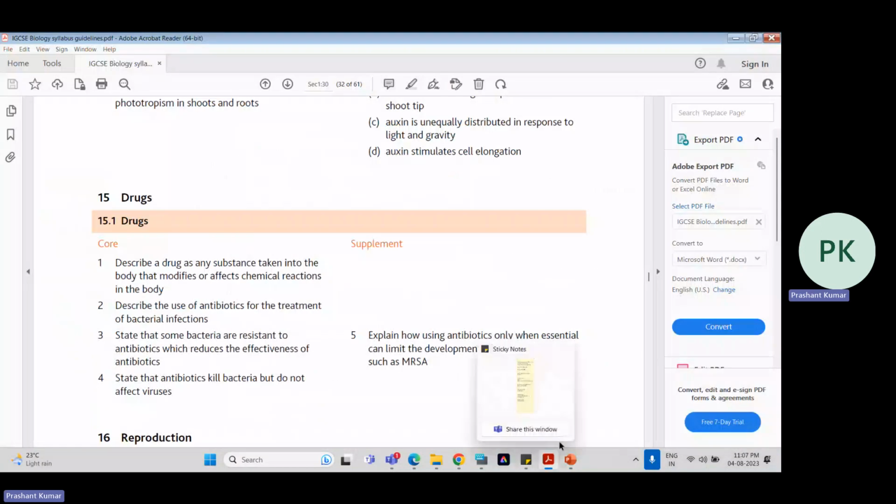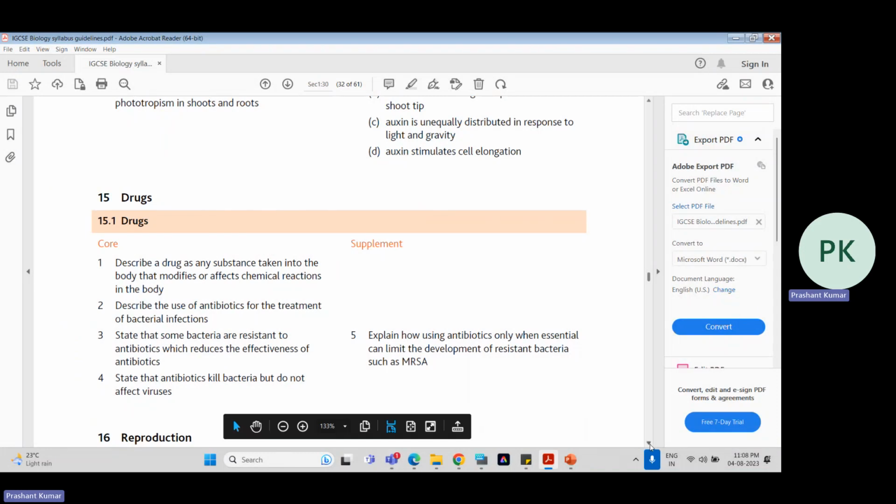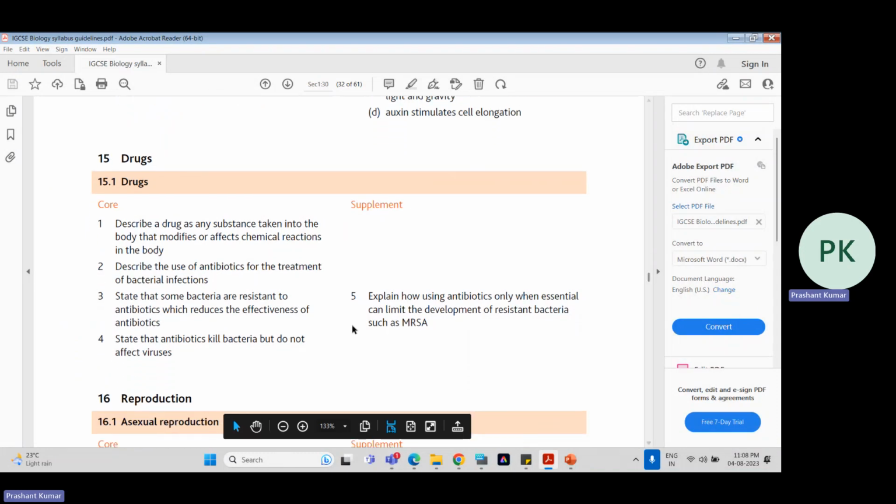The name of the topic is drugs, and this is very important from an exam point of view also, because they ask questions from this particular topic. At least one multiple choice question you will get from this topic and one 2 marks or 4 mark question in paper 4 or paper 3. So let's go ahead with the topic.